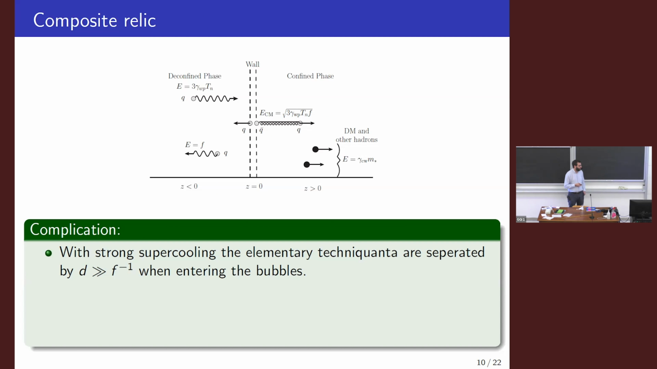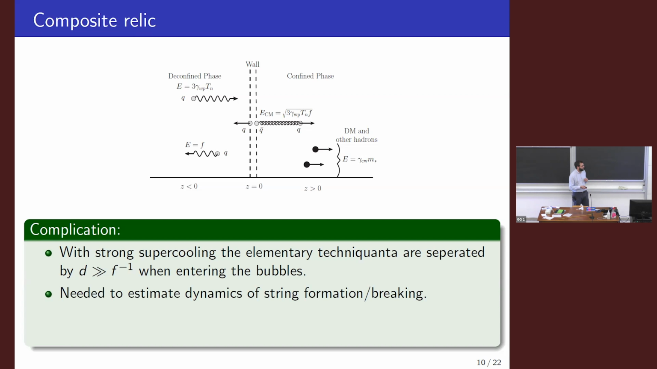So the difficulty we immediately ran into was that with this strong supercooling, the elementary quanta are going to be separated by large distances. So D is set by 1 over the temperature. So the distance is much larger than the size of the composite states when entering the bubbles, so the size of the confinement scale. Yeah? So we needed to estimate the dynamics of the string formation and breaking, which leads to difficulties. You don't have very good calculational control over this, but I'll present our modeling in the next slide.